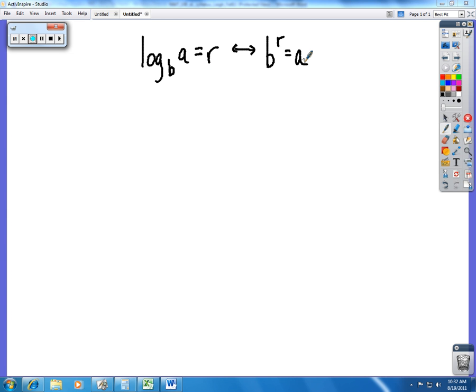The reason that this can be handy is that sometimes it can be hard to compute a logarithm like this on your calculator, but if you can transform it into this exponential function over here, it can be much easier to work with.